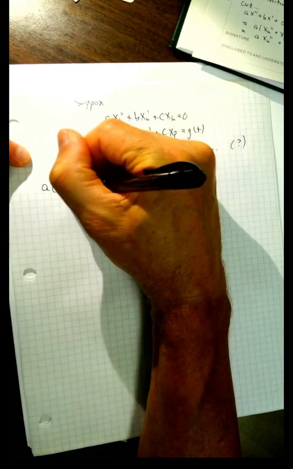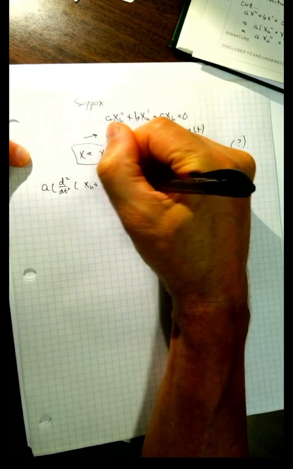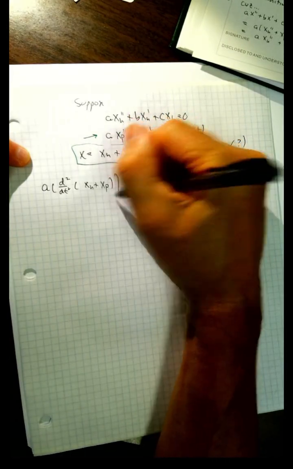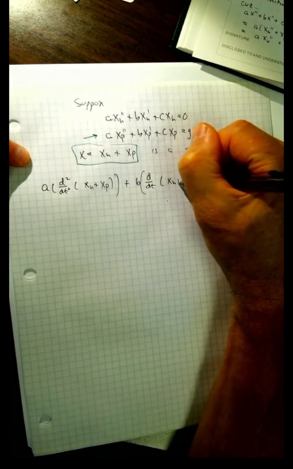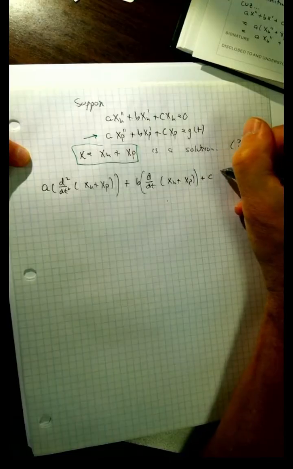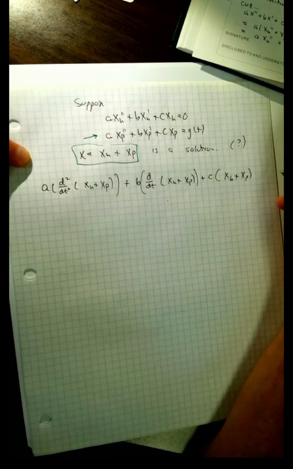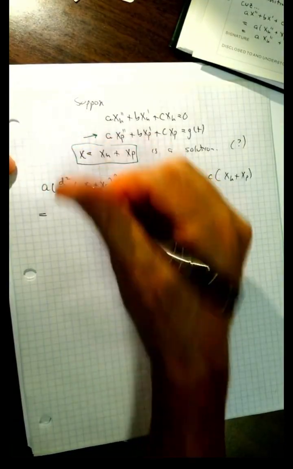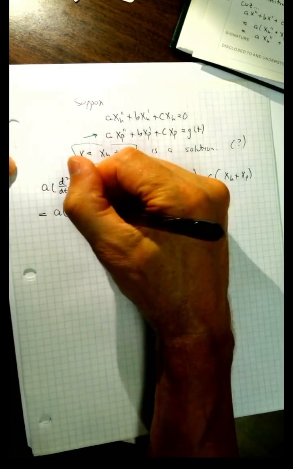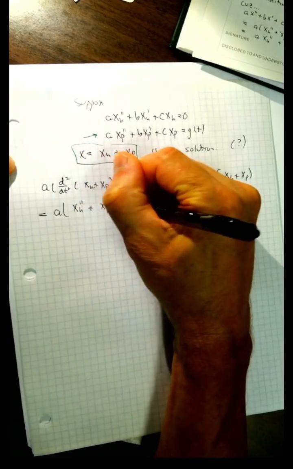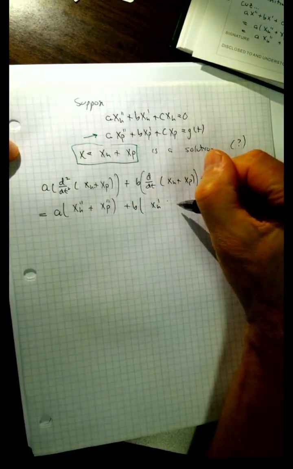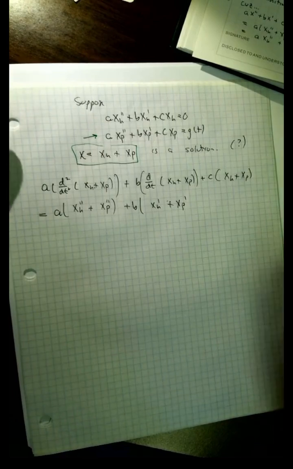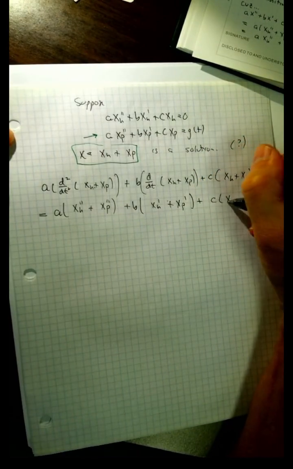And the reason for that is if we take this thing and plug it into the original equation, what happens? We have A times the second derivative of x, and x is the homogeneous solution plus the particular solution. B times the first derivative of the homogeneous plus particular solution, and plus C times the homogeneous plus the particular solution. This is linear, so this becomes A times the second derivative of the homogeneous plus the second derivative of the particular solution. This now becomes the first derivative of the homogeneous plus the first derivative of the particular solution, and I'm going to leave this alone.